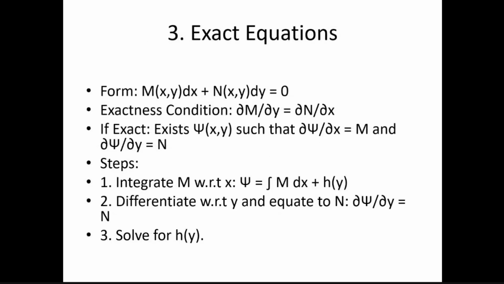Then we look into exact equations. Exact equations are of the form M(x,y) dx plus N(x,y) dy equals 0, where M and N are both functions of x and y. The exactness condition is del M/del y equals del N/del x. If it is exact, there exists a function psi(x,y) such that del psi/del x equals M and del psi/del y equals N. So what are the steps? We integrate M with respect to x: psi equals the integral of M dx plus h(y). Then differentiate with respect to y and equate it to N, so del psi/del y equals N. And then solve for h(y).